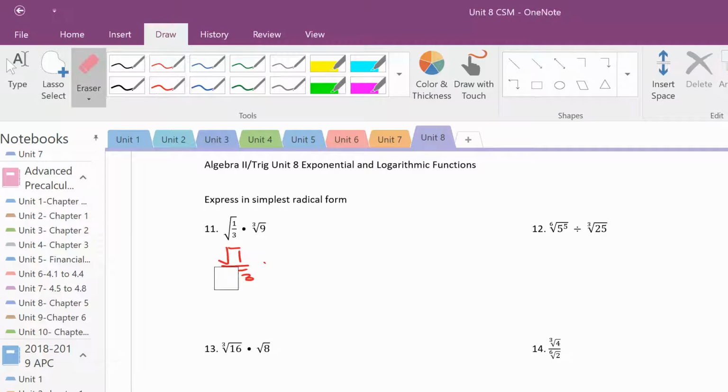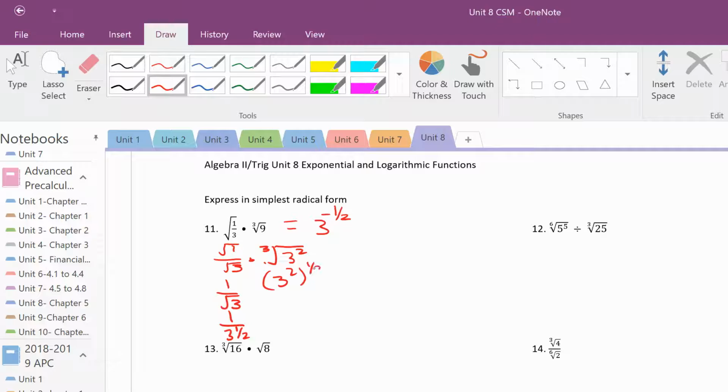So let's write this in terms of powers of 3. For example, the square root of 1/3 is the square root of 1 over the square root of 3, which is 1 over rad 3, which is the same as 3 to the negative 1/2, because rad 3 is 3 to the 1/2. So this would be 1 over 3 to the 1/2, so it's 3 to the negative 1/2. The cube root of 9 is the cube root of 3 squared. So this would be 3 squared to the 1/3, which is 3 to the 2/3.